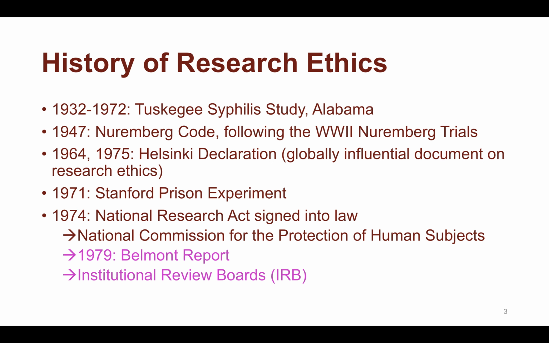First, a brief history of research ethics. The Tuskegee syphilis study conducted in Alabama was one of the earliest examples of researchers taking advantage of a vulnerable population in their research. This is a pretty unfortunate event in the history of research. Notice that this study was conducted over a 40-year period, which is also not a good thing.